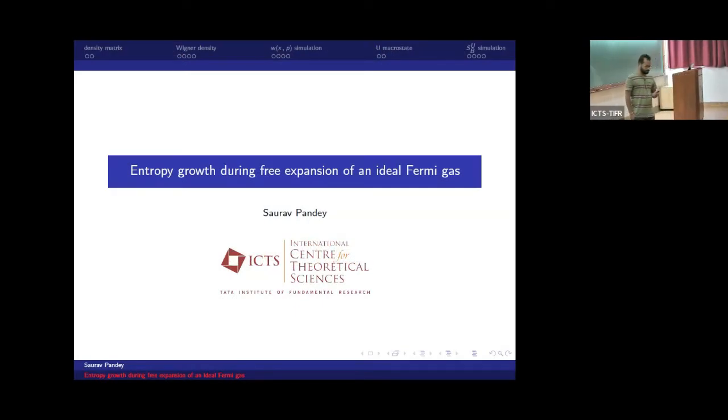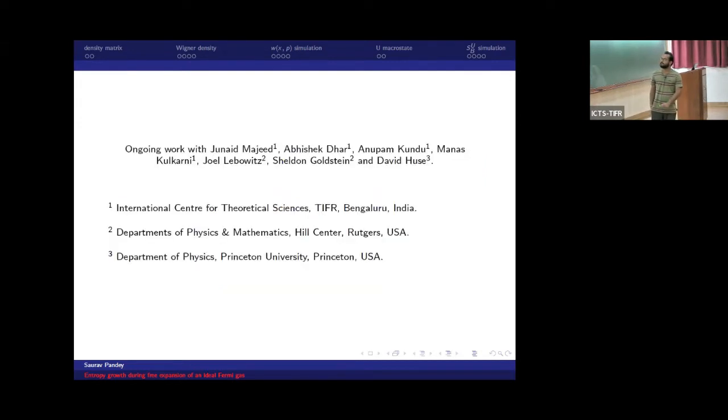Hi everyone. I'll be talking about the entropy of a freely expanding Fermi gas. This is ongoing work with Junaid, Abhishek, Anupam, and Manas at ICTS, Joel Lebowitz and Sheldon Goldstein at Rutgers, and David Hughes at Princeton.